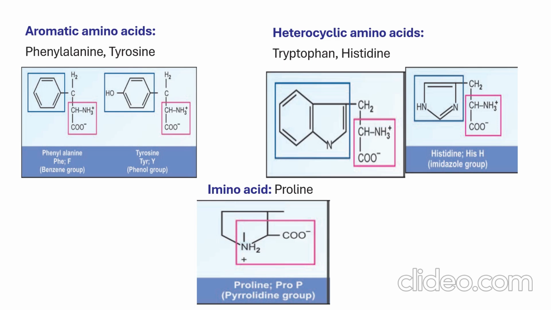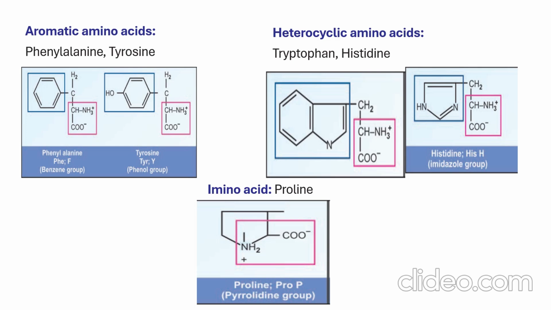Heterocyclic amino acids are amino acids that contain a ring structure that includes atoms other than carbon, usually nitrogen, within the ring. Examples are tryptophan and histidine. Tryptophan is an aromatic heterocyclic amino acid with a distinctive indole ring structure, which is a fused double ring that includes a nitrogen atom. It is one of the essential amino acids, which means the body cannot synthesize it and it must be obtained from the diet.